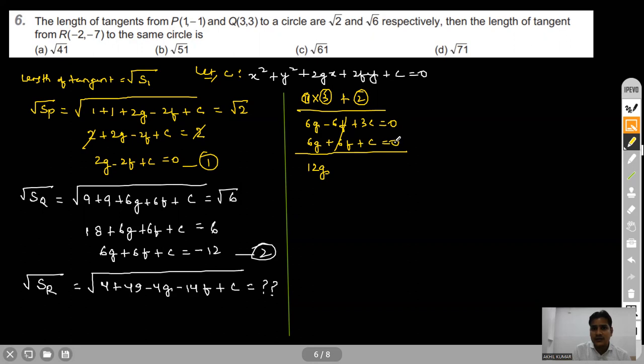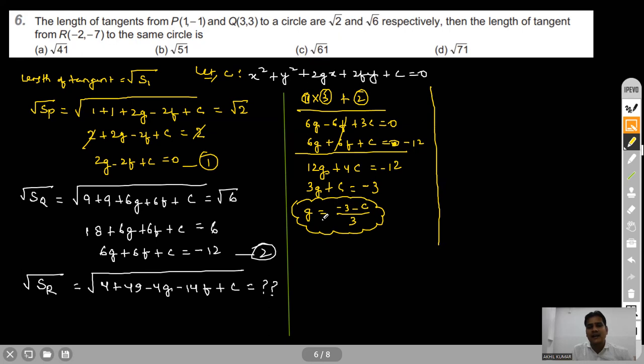So this is not equal to 0. This is equal to minus 12, right? So this is 12G plus 4C equal to minus 12. Okay, 6G, 6G, 12G plus 4C equal to minus 12. If you take 4 common, it will be 3G plus C equal to minus 3. So from here we get G as (minus 3 minus C) upon 3. Right, this is what we got as the value of G here.